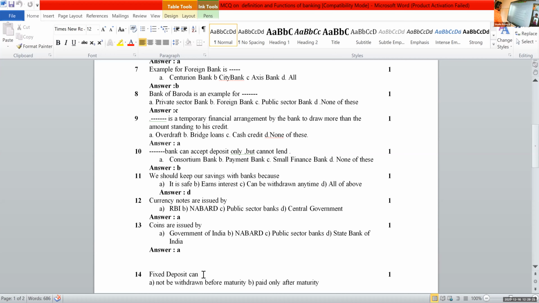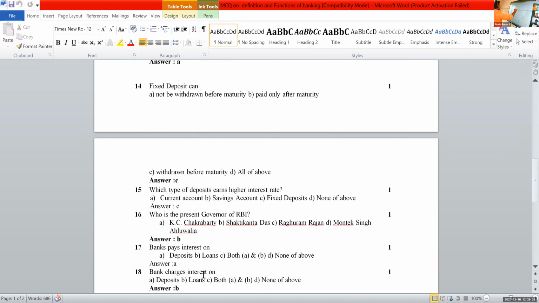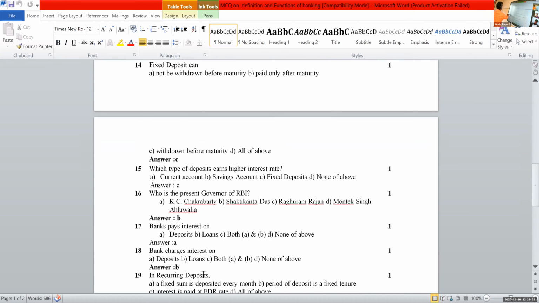Next, fixed deposits can be withdrawn before maturity. If you deposit a fixed deposit, say 2 lakh, for a period of 10 years, after 5 years also I can withdraw, but the rate of interest will be lesser.